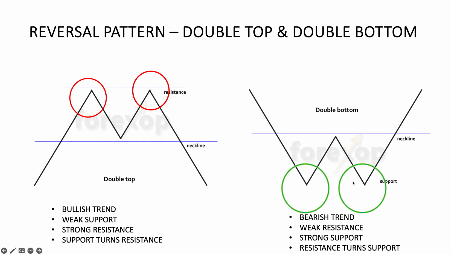For a double top, you have a bullish trend, a weak support, a strong resistance, and a support turned resistance. And for a double bottom, we have a bearish trend, a weak resistance, a strong support, and a resistance turned support. But this is a typical graphical drawing of what a double top and a double bottom look like.